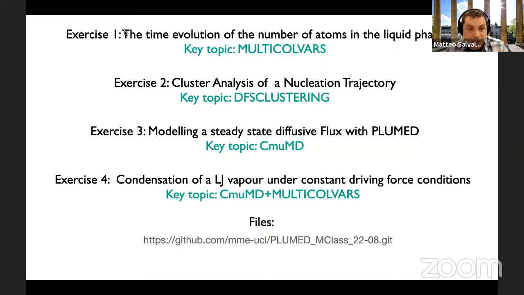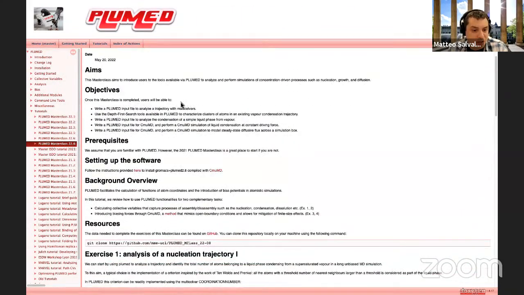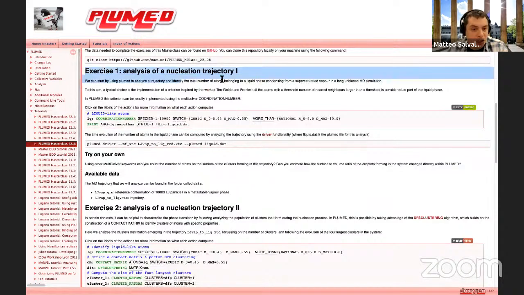The first exercise, as I mentioned, focuses on essentially defining a variable that characterizes the transition from a metastable state to the formation of a stable droplet in a supersaturated vapor. And on the tutorial, this first exercise is described here, where basically the objective is to learn how to use a multi-colvar. So a collective variable that is based on the properties of a distribution of collective variables computed on a population of atoms in this case.